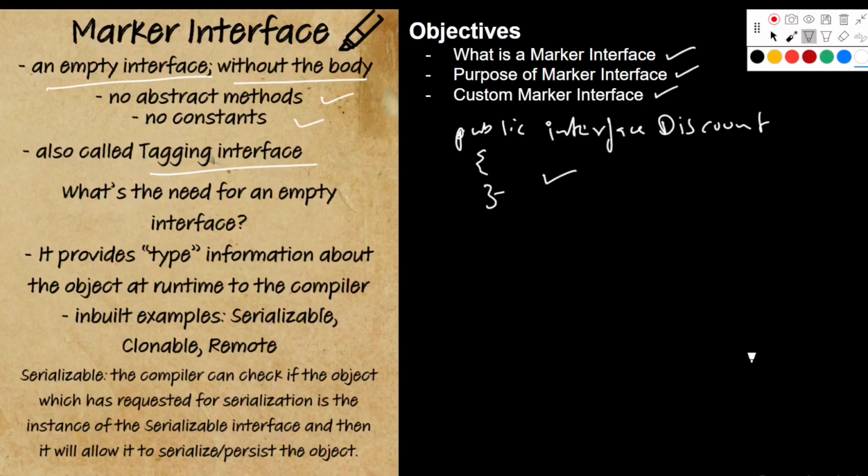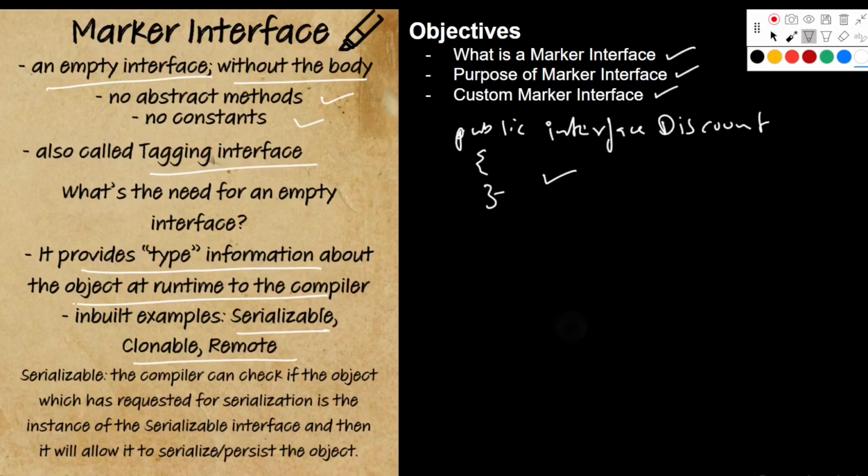So what is the need of having one interface? It provides type information about the object at runtime to the compiler. And there are certain inbuilt marker interfaces, which are Serializable, Cloneable, and Remote, for example. So what does this mean? It provides type information about the object at runtime.